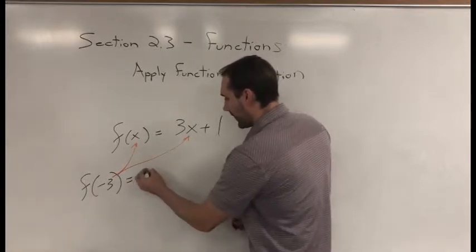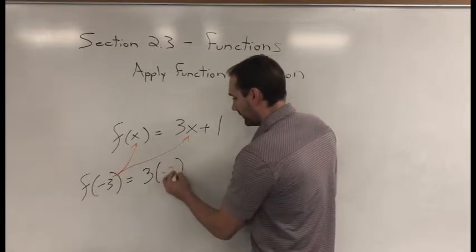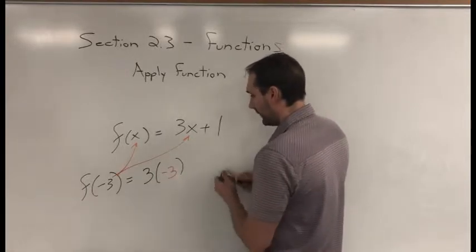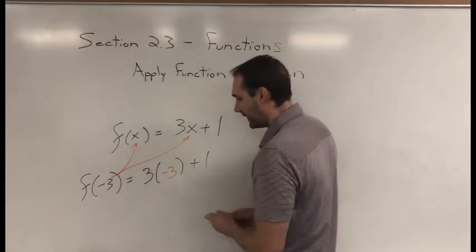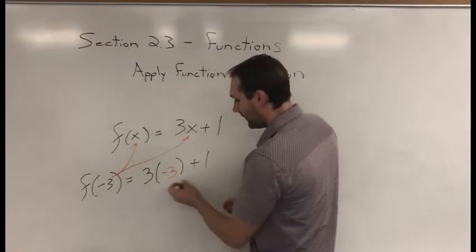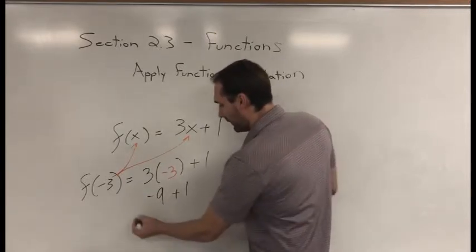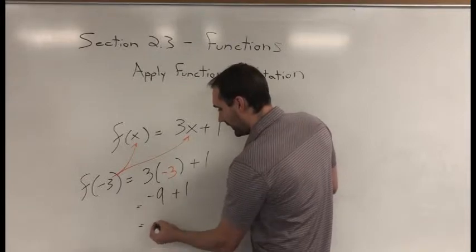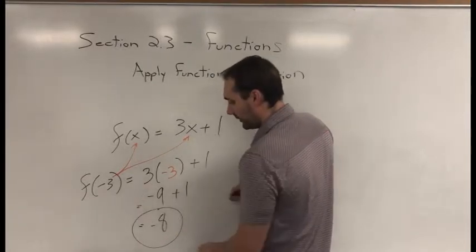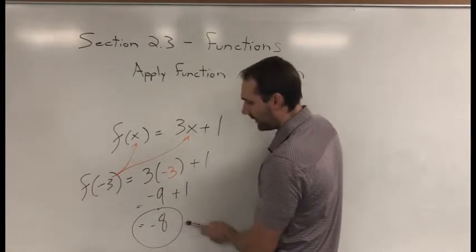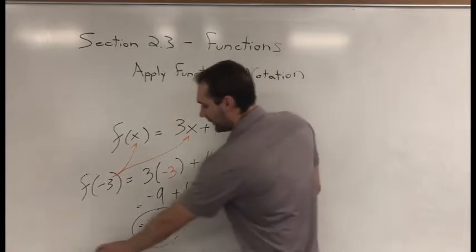So this becomes 3 times negative 3 plus 1. And I want to know what is my value for f if I plug in a negative 3. So 3 times negative 3 is negative 9, plus 1. Negative 9 plus 1 is negative 8. So what is f of negative 3? Well, my output is negative 8. So as I input negative 3, my output is negative 8.